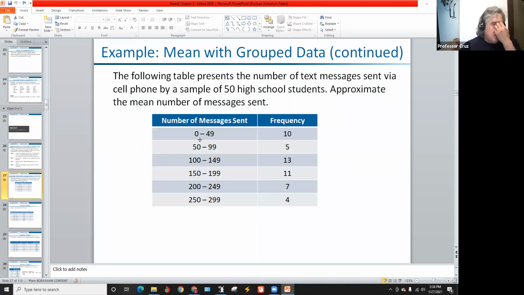Now, if it were qualitative, they might be able to do that, or even if it were discrete, they could do that. But for this kind of data, where you got the classes, class widths, you know that there's 10 values between 0 and 49, but you don't know how many of each one there are. We just know there's 10 of those in that range, 5 of them in the 50s to 99 range, 13 in the range of 100 to 149, 11 in the range of 150 to 199, and so forth.